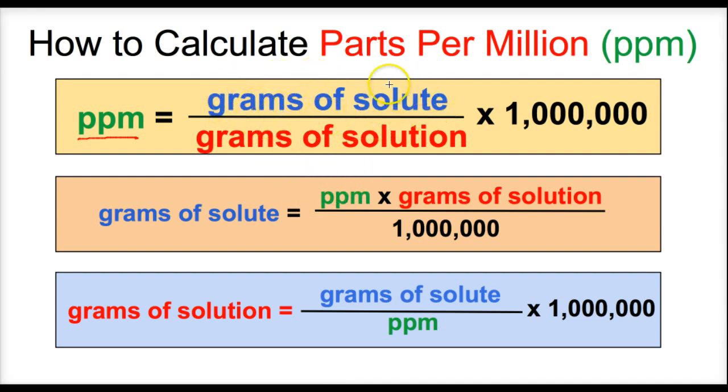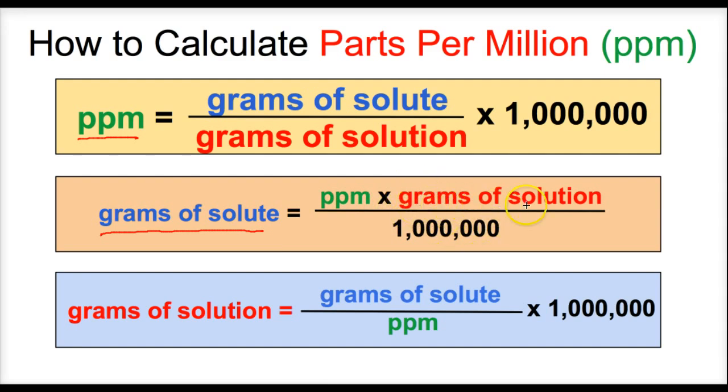Well, to figure out the grams of solute, what we can do is we can take the grams of solution, which is on the bottom here, and put it on the top on the other side of the equal sign. And we can take the million here, which is on the top, and put it on the bottom of the equation on the other side of the equal sign. If we do that, we will end up with this formula right here to figure out grams of solute. Grams of solute is going to be equal to parts per million times grams of solution divided by 1,000,000.